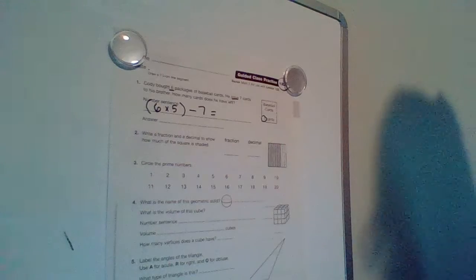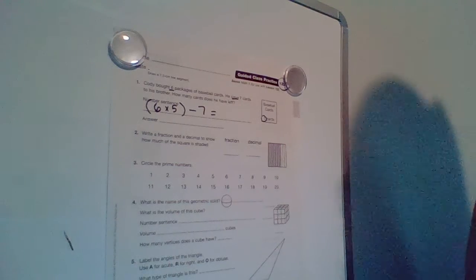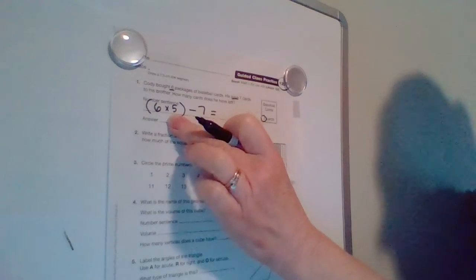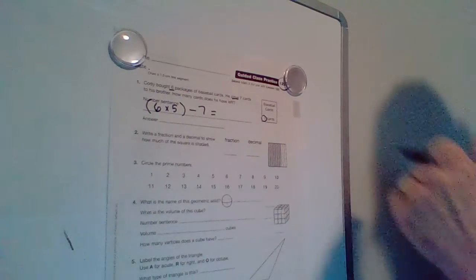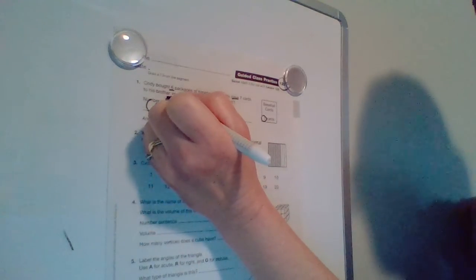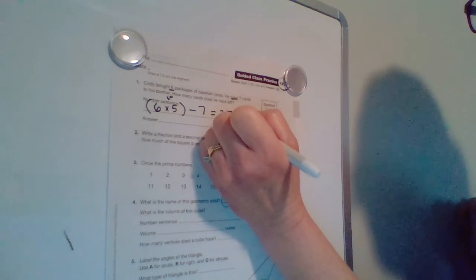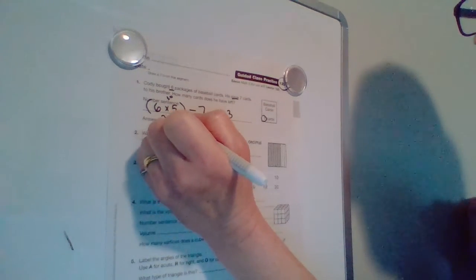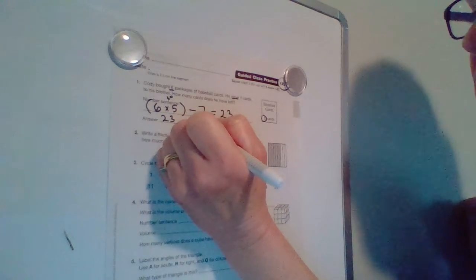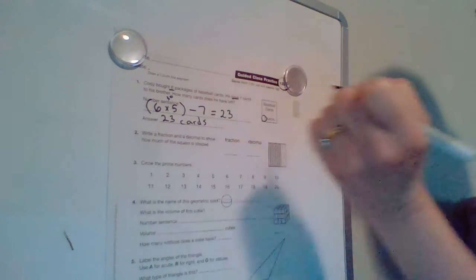Now we can figure out our problem. So if we remember, when we have those parentheses, that means we need to start there. So 6 times 5 is going to be 30. 30 minus 7 is 23. So our answer is 23 cards.